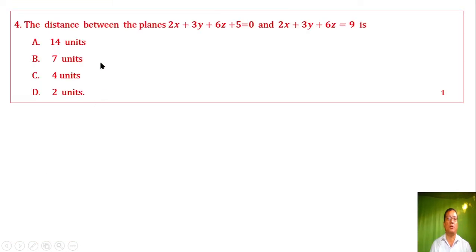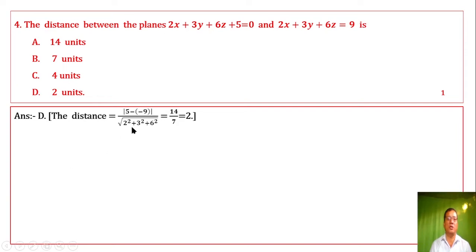For question number 4, the distance between the planes this and this, using modulus of c1 minus c2 divided by root over a square plus b square plus c square, we have 2. Correct answer is D.